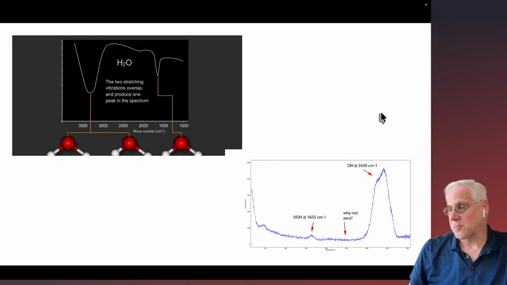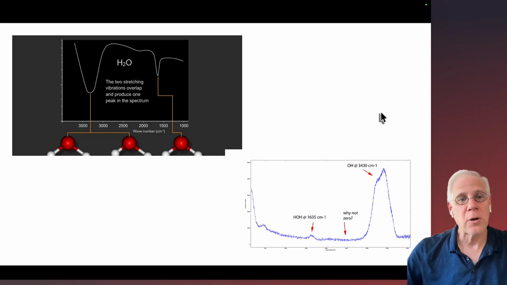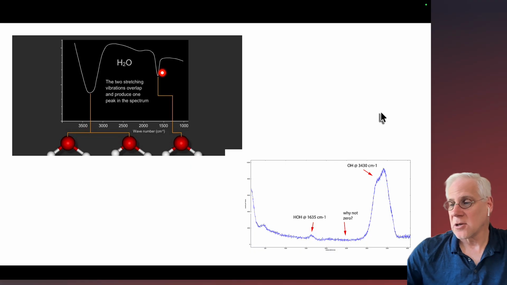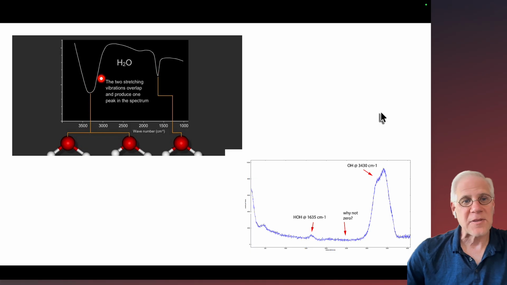So let's take a look at actual spectra here. And so here's our water molecule here. Now it looks like we just have 2 peaks, a little sharp one there and a really broad one here. It turns out that this big broad one here is 2 peaks. We have 2 stretching vibrations that are very close in energy to each other. They overlap, and they only produce one peak in the spectrum.